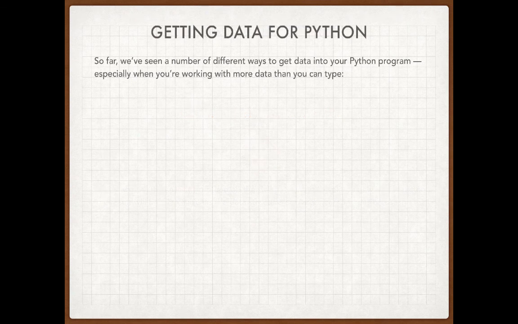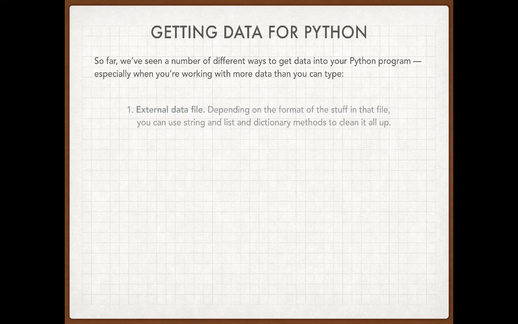So just to summarize where we've been in the last couple of slideshows, the problem that we've been facing is, how do I get more data into my Python program? There's more stuff out there than I can type, more than I want to type, certainly. So how do we get data in? Well, we've seen three techniques so far. The first one is just loading from an external data file. We use the with context manager as a way to do that. We can read and write, of course.